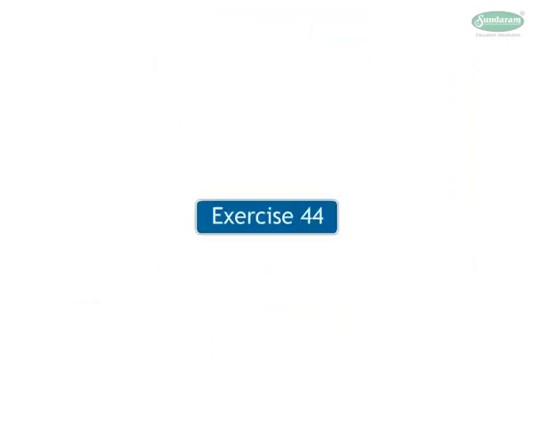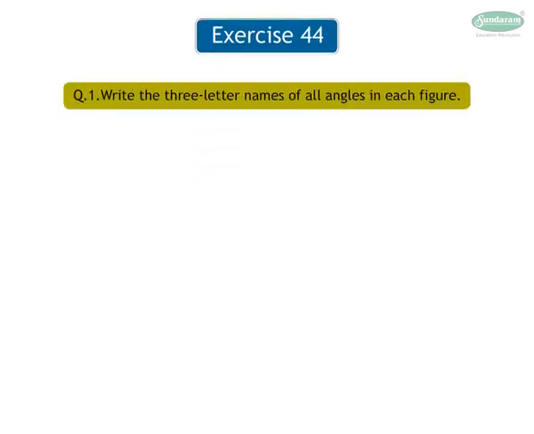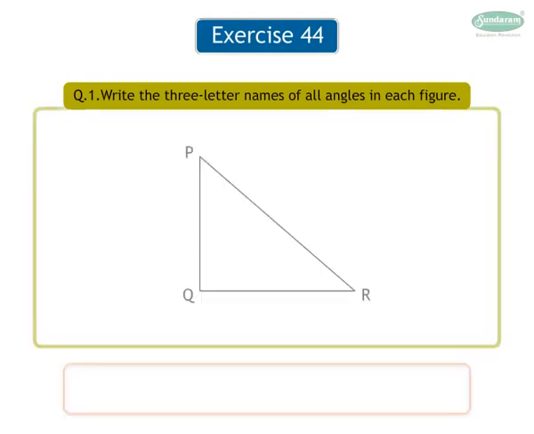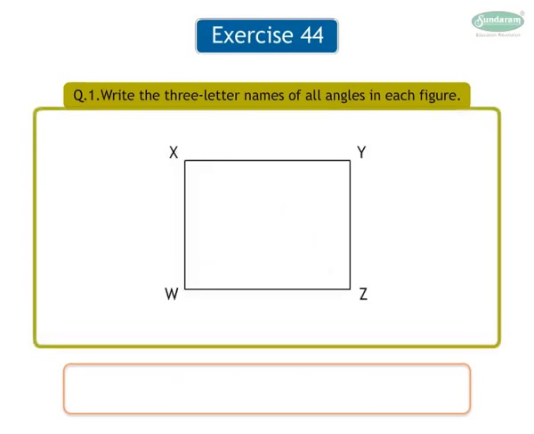Now, let's begin with exercise 44. Question 1. Write the three-letter names of all angles in each figure. Number 1. In the figure, the angles are angle PQR, angle RPQ, angle QRP.